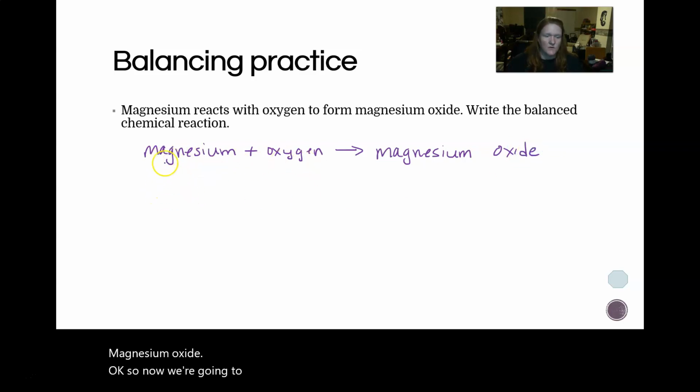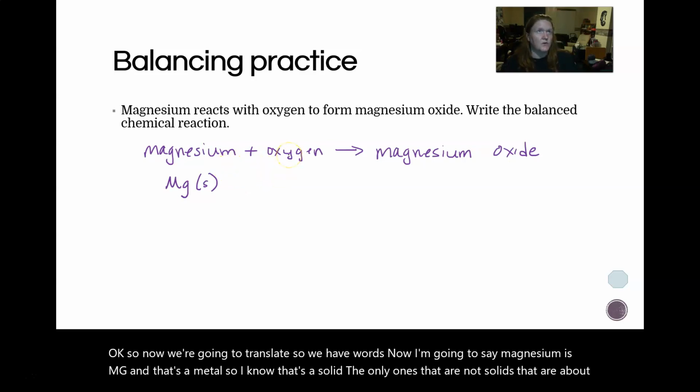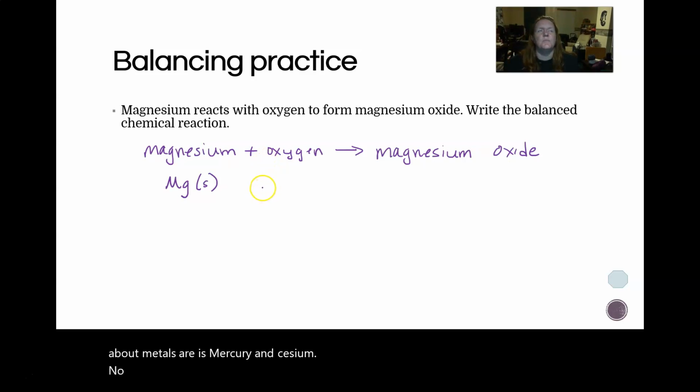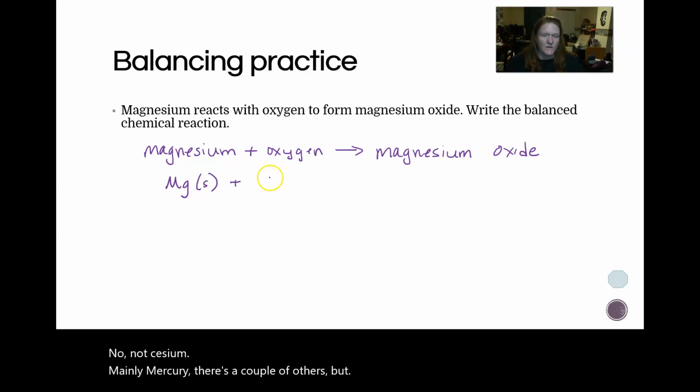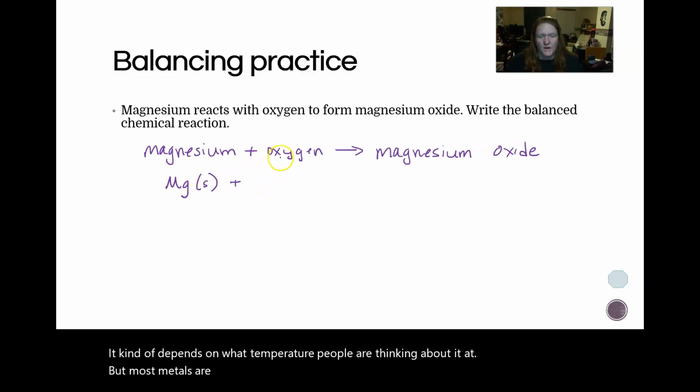So we have words. Now I'm going to say, okay, well, magnesium is Mg, and that's a metal. So I know that's a solid. The only ones that are not solids that are metals is mercury and cesium. No, not cesium. Well, mainly mercury. There's a couple of others, but it kind of depends on what temperature people are thinking about it at. But most metals are solids.